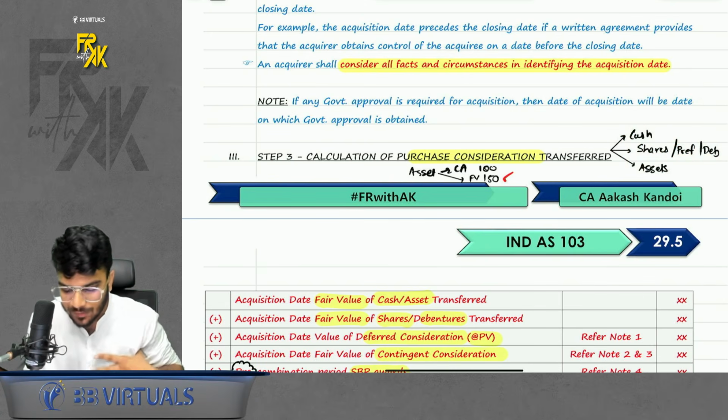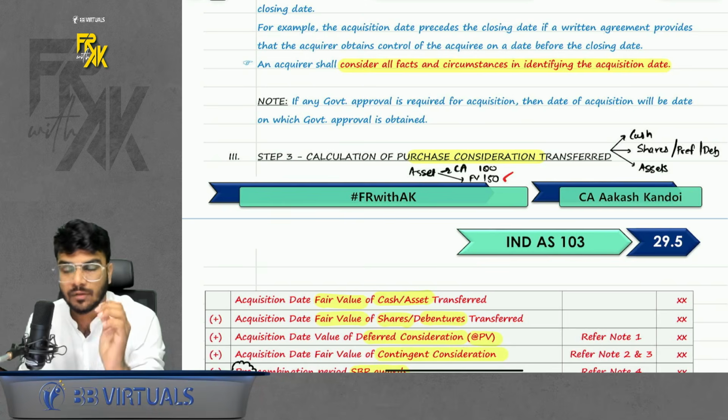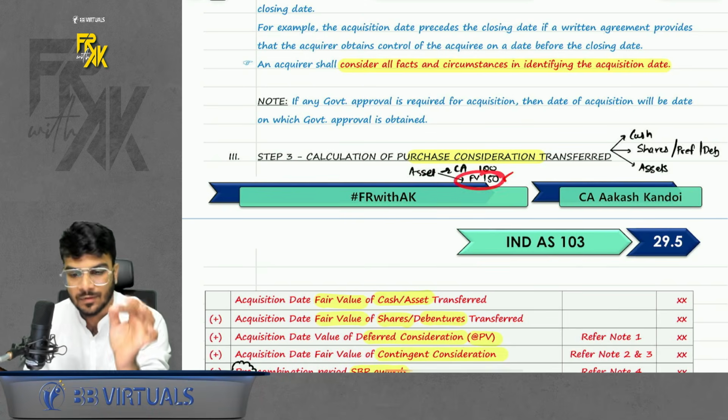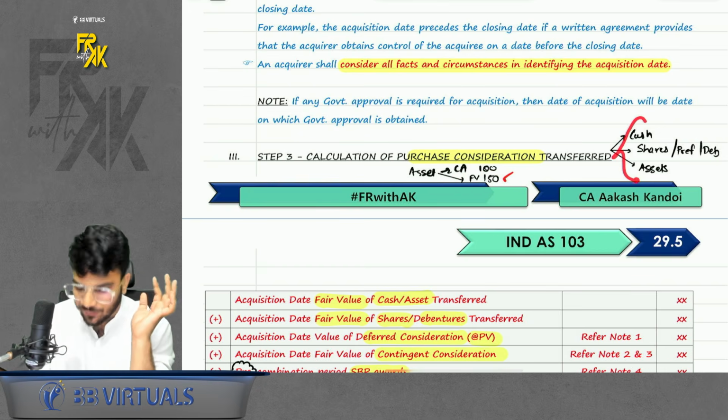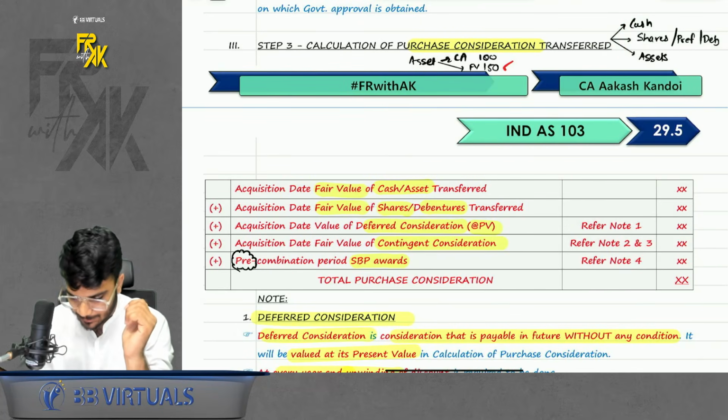Let's say, for example, you give any asset in PC. The carrying amount was 100, but the fair value was 150. So how much worth of PC did you give? You will say you gave PC worth 150. So consider this at fair value. Okay, basic stuff. Then what else can come in PC?